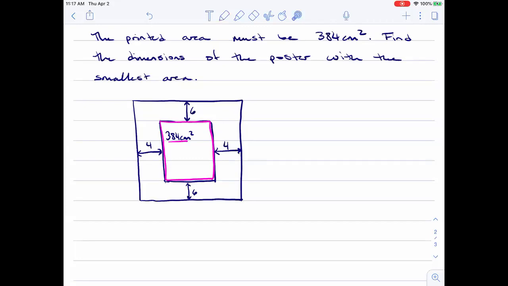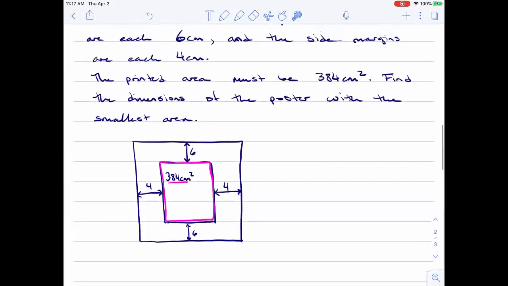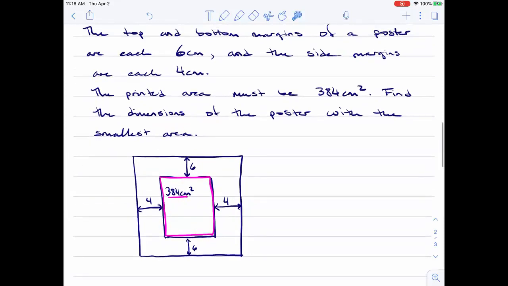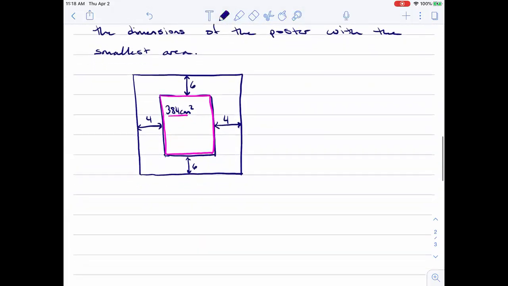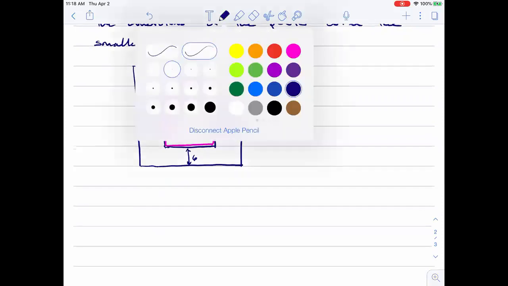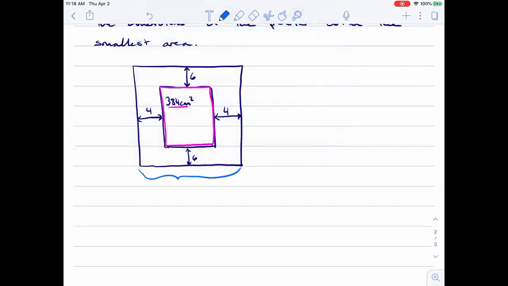So we know 384 must be the length times the width. We can figure out what the length times the width is, but we want to find the dimensions of the poster. So we want to find the dimensions of this outside thing. What we'll do is call this length, let's use a different color here, this length X, and this length Y.